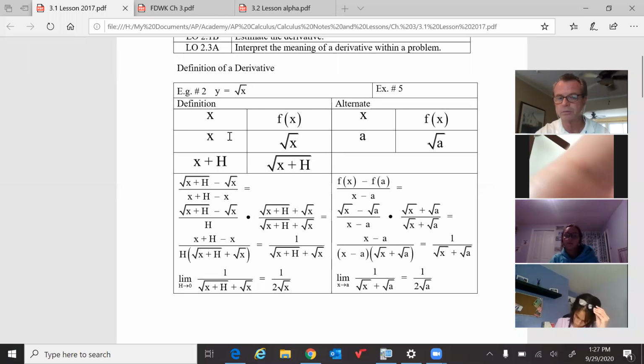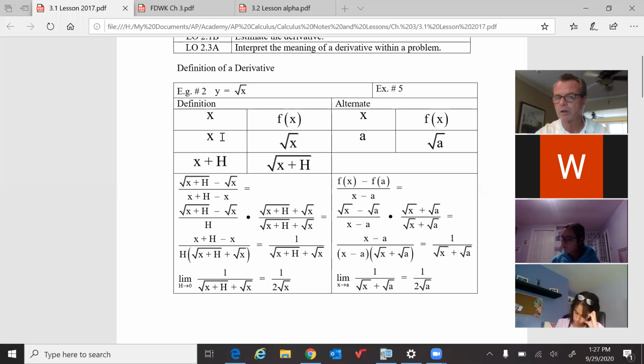We have this t-chart. The function is root x. So your input's x, and your output's root x. So what are you doing? You're moving h units to the right. And when you move h units to the right, it becomes our input. And for the derivative, we want the change. We want the slope. We're going to subtract: this, take away this, over that, take away that, and that's this line right here. And what you're trying to do is connect the difference quotient with the t-chart.